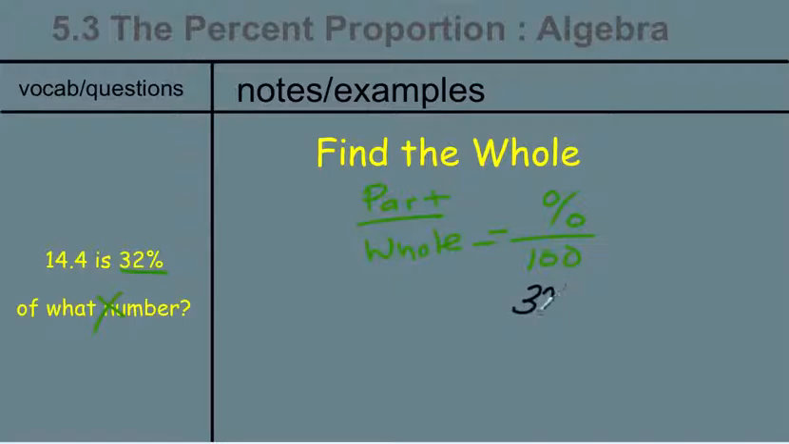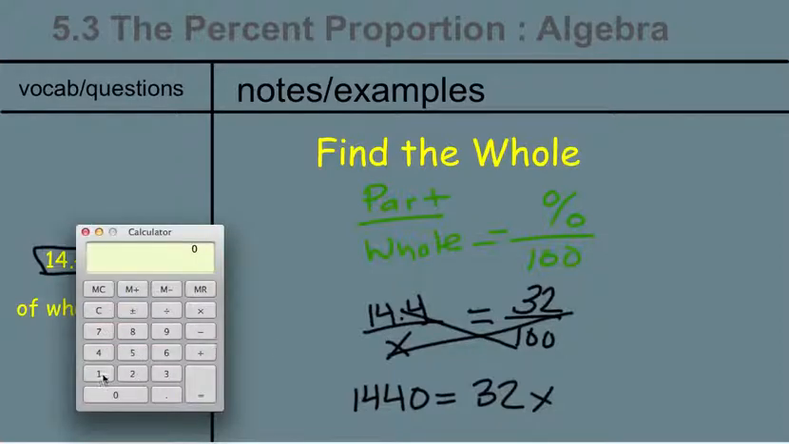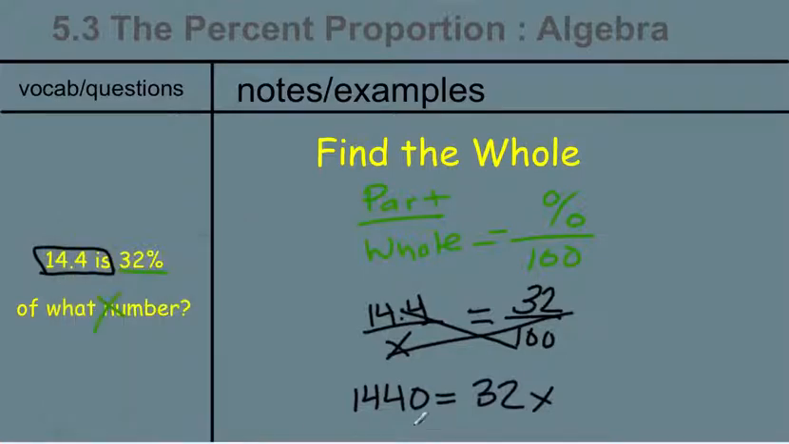So 32% over 100. 14.4 is, I know that this is something. I know 14.4 is part of some bigger number, but I do not know what that bigger number is. Again, in this case, just cross multiply. When I multiply these together, I'm going to get 1440, and I'm going to receive this other way, 32x. I'll divide the two. 1440 divided by 32 is 45. So I would find out that 45 equals x.